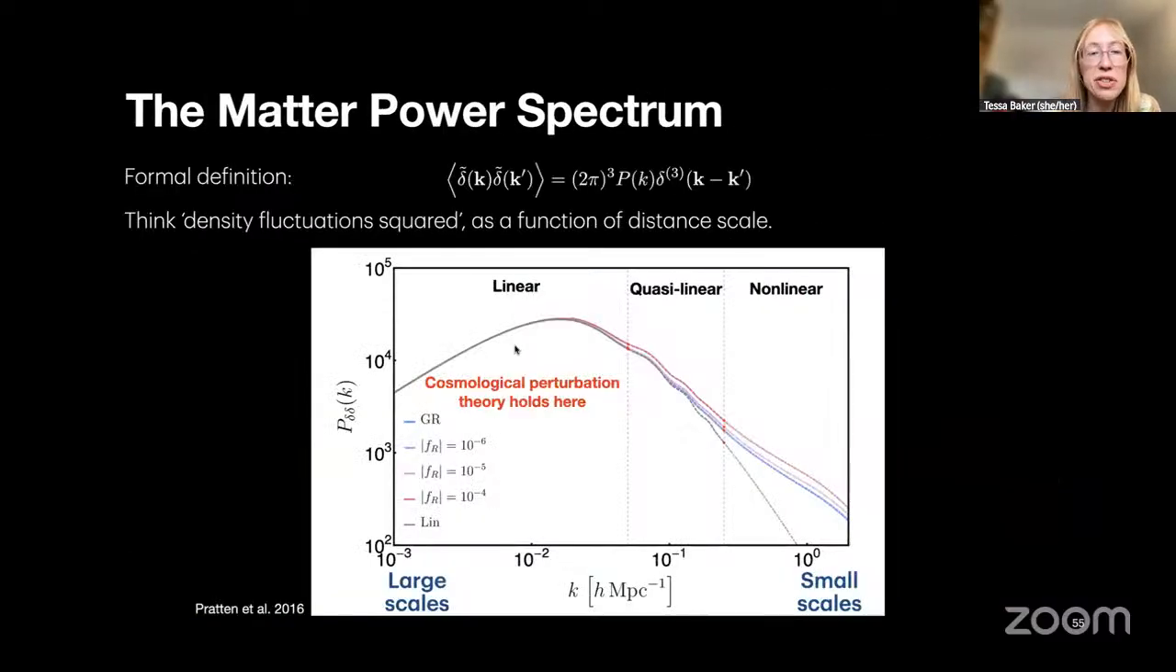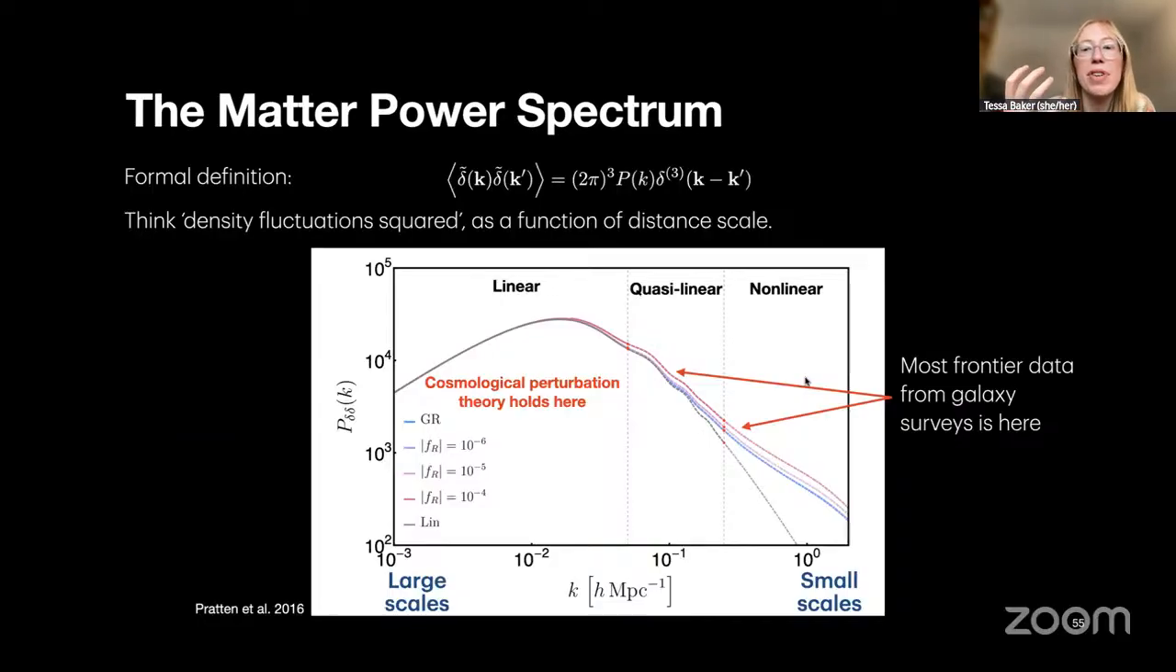Okay, so we know how to do stuff in the linear regime. However, most of the frontier data from the galaxy surveys that you might have been hearing about this week, so DESI, Euclid, Vera Rubin, Roman, most of that frontier data is really in that quasi-linear to non-linear regime. And even in lambda-CDM, modeling those regimes is pretty tough, and you generally need n-body simulations. And that's true in modified gravity as well.